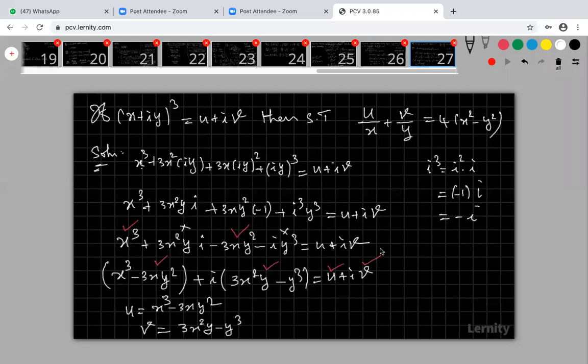Come to this one, left hand side. What is my left hand side? u by x plus v by y. Apply that. You apply your u and v in our left hand side and simplify, you will get the right hand side. You just apply your u and v value in your left hand side, you will get the right hand side value.